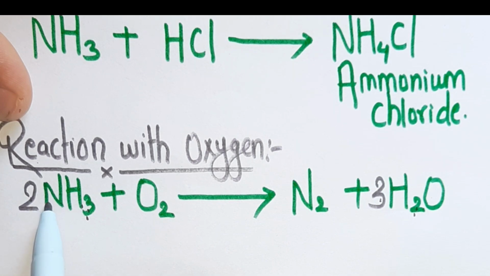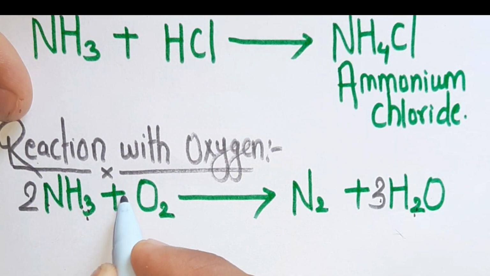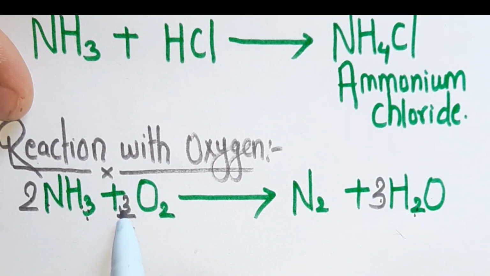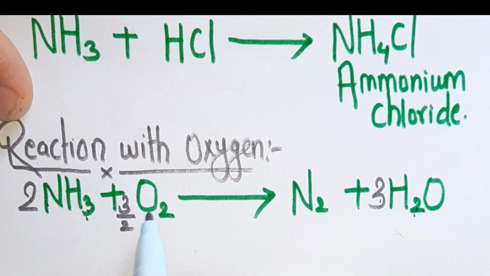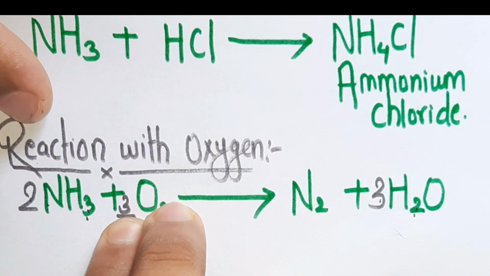How many nitrogen atoms are here? 2. And the number of nitrogen atoms here is also 2. Now it's also balanced. But the number of oxygen here is 3, and here how many oxygen? 2. Now to balance this, you must do what? 3 divided by 2. We add here 3 by 2, but the oxygen number was already 2 here, so this 2 and this 2 get cancelled, and the number of oxygen here is 3, and the number of oxygen here is also 3.